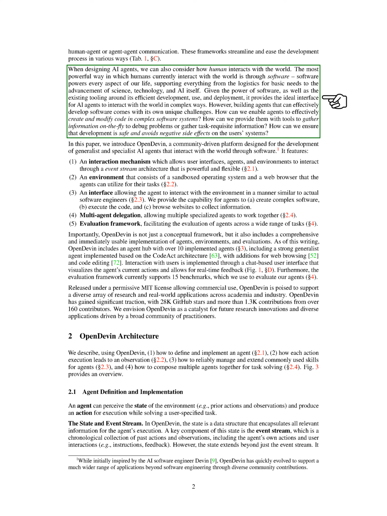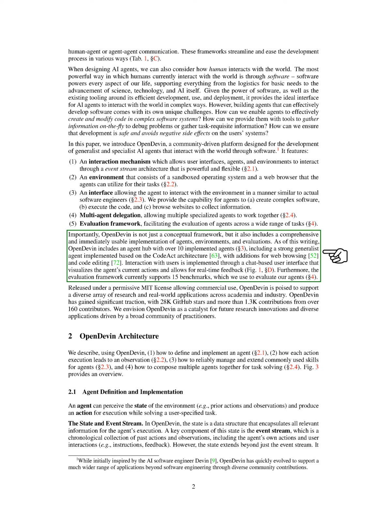However, creating agents that can effectively develop software presents its own set of challenges. We need to explore how to enable agents to create and modify code within complex software systems, provide them with tools to gather information for debugging or task-related needs, and ensure that their development is safe and does not negatively impact user systems. In this paper, we present OpenDevin, a community-driven platform aimed at developing both generalist and specialist AI agents that interact with the world through software.